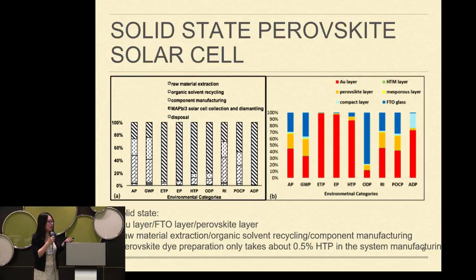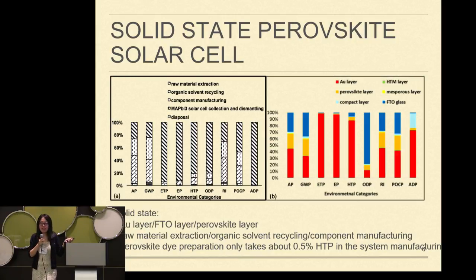If you look at the right-hand side picture, we see the gold layer, FTO glass layer, and the perovskite dye layer have the major contribution to the environmental impacts. We already talked about why the gold layer has a large impact on the environment. How about the FTO layer and the perovskite layer? Mainly the reason is the organic solvent used to clean and dissolve the chemicals.